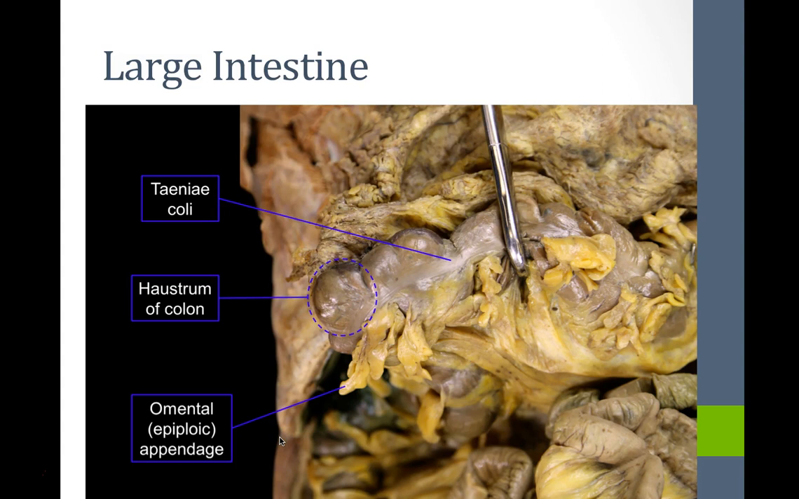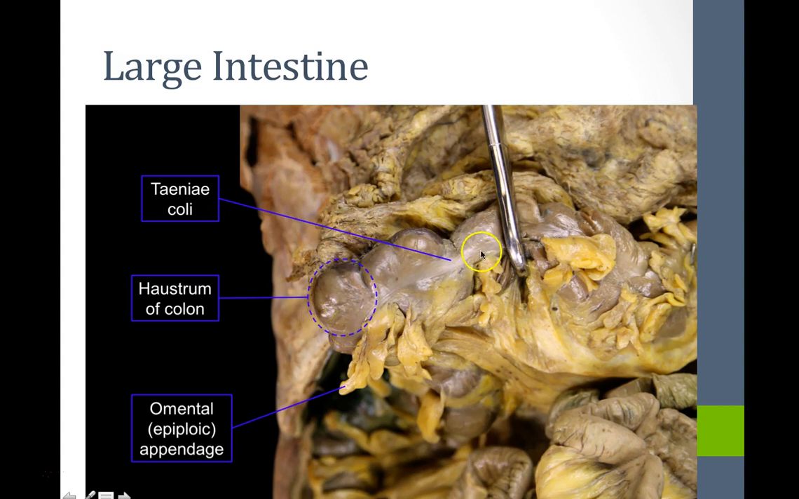So I wanted to give you some of the features that we expect to find on the large intestine. You might find some fat hanging off of the colon, and these are called epiploic appendages or omental appendages. The function of these is unknown, and you'll see in certain cadavers they will have either a lot of them or it'll look like they have no appendages. So just keep that in mind. Then you'll also see these small pouches of the colon, and these are called haustra for plural, haustrum for singular.